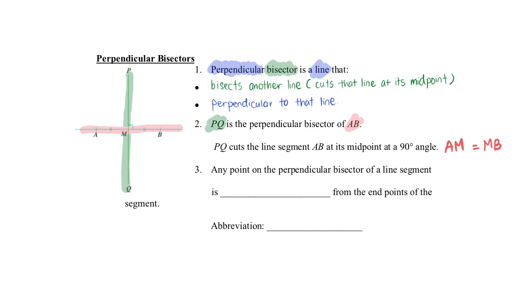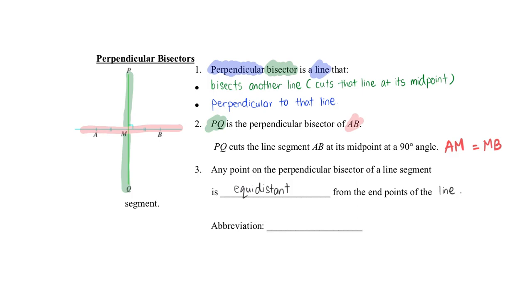Another way to look at it would then be: any point on the perpendicular bisector of a line segment is equal distance from the endpoints of the line.